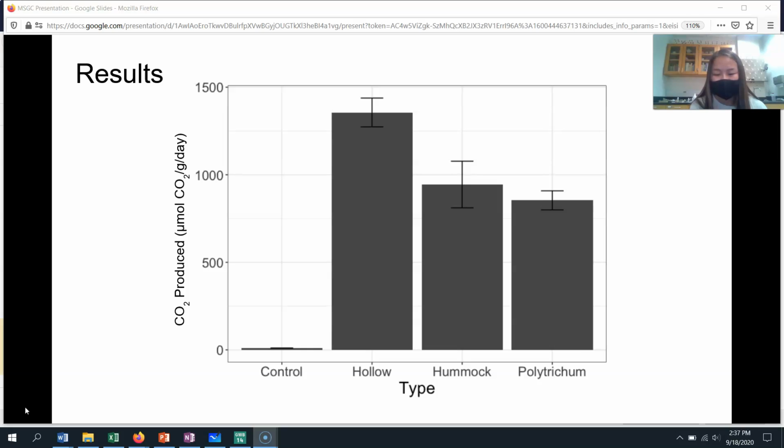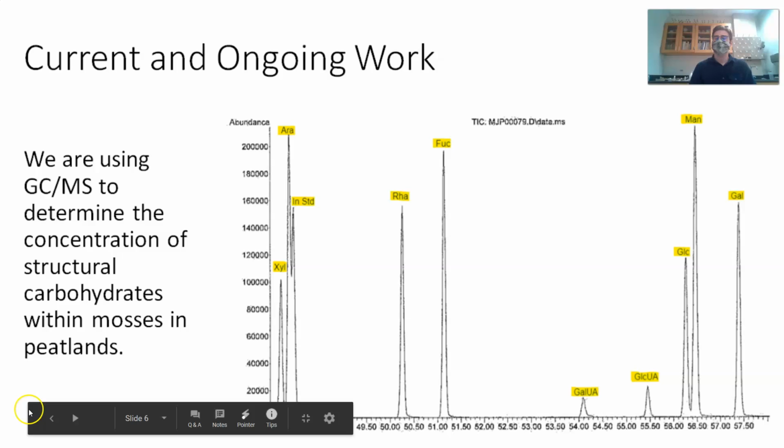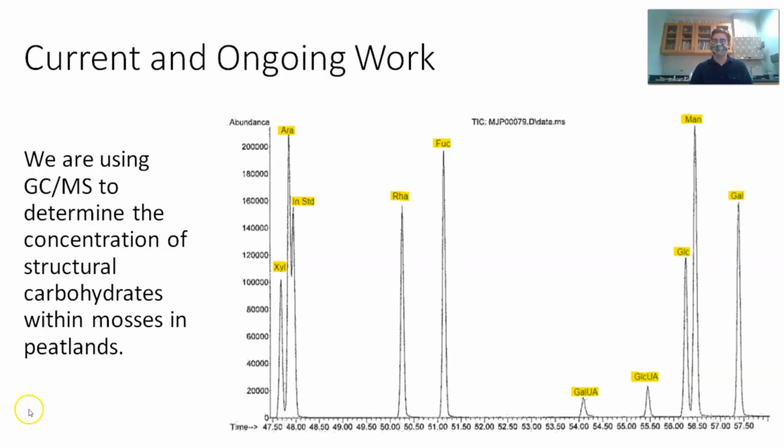The literature states that hummock mosses have higher concentrations of recalcitrant structural carbohydrates in their cell walls, and this is consistent with our observation of slower decomposition rates in hummock mosses compared to hollow mosses. Our current work is analyzing these structural carbohydrates. Using our method, we've been able to make steps towards quantifying concentration of carbohydrates to determine whether or not they're defining factors for differences in decomposition rates.